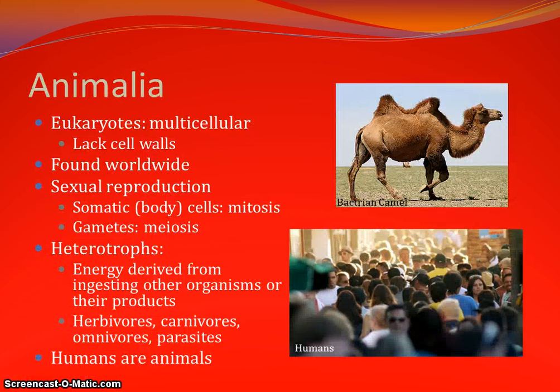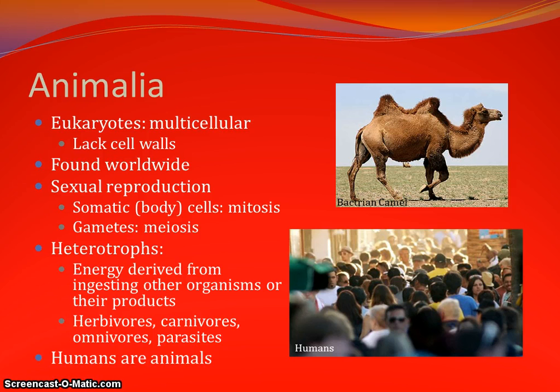Now, moving on to the final kingdom of life, Animalia. Animalia are eukaryotes, and they are multicellular, which means that they lack cell walls. They are also found worldwide, and they reproduce through sexual reproduction. And the formation of somatic cells or body cells is through the process of mitosis, and sex cells, also known as gametes, are produced through the process of meiosis.